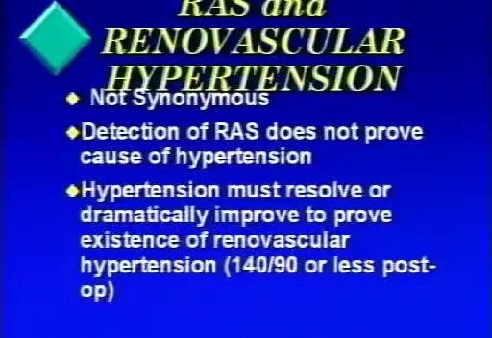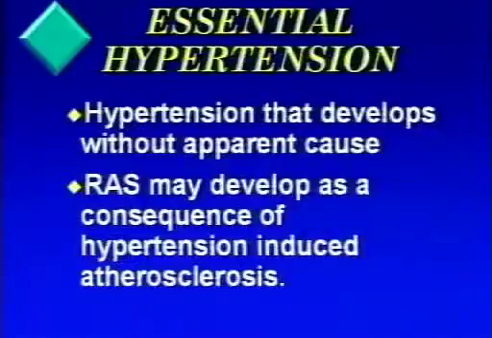Now, if the patient goes to surgery and the hypertension does not resolve or dramatically improve, then that patient is categorized as having essential hypertension. Essential hypertension is hypertension that develops without an apparent cause. And so you may be wondering, well, why do they have renal artery stenosis? And basically what happens is that particular patient has developed a renal artery stenosis as a consequence of the hypertension.